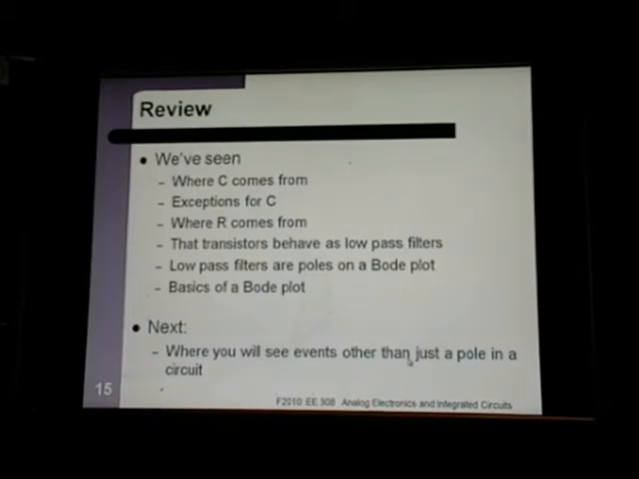Okay, so to summarize, we've seen where the C comes from. We've seen the exceptions for capacitance, what we just talked about now, whether you can ignore it or you have to multiply it by some number, or whether you can use the actual value you calculated for that capacitance. Okay, we've seen where R comes from, just the small signal R from a node. We've seen that transistors act as low-pass filters, and we've seen that low-pass filters are poles on a Bode plot. In other words, the magnitude drops minus 20 dB per decade per pole. And we've seen the basics of a Bode plot, basically just for poles so far. Okay, so let's look at just a couple more events that you get on circuits.